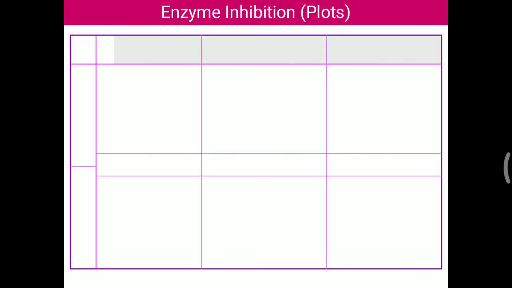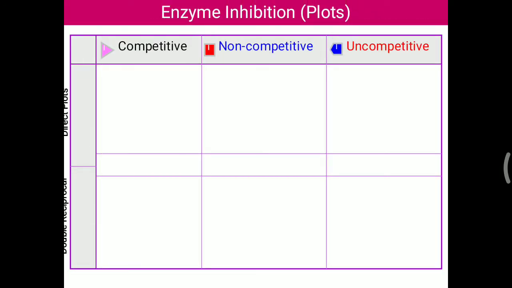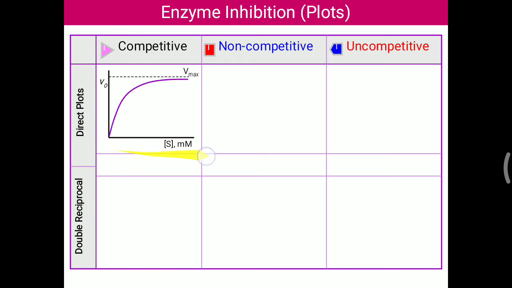Now further we will understand from different plots, the direct graph and the double reciprocal graph. So what happens in competitive inhibition? Normally we can understand this type of reaction from the direct plot, with substrate concentration on the x-axis and velocity on the y-axis. From that we can get Vmax, the maximum velocity, and the Km value. Km is the Michaelis constant, the substrate concentration at half maximal velocity. Now it is interesting to understand what happens to Vmax and Km with different inhibitions. It is frequently asked in viva and MCQs also.